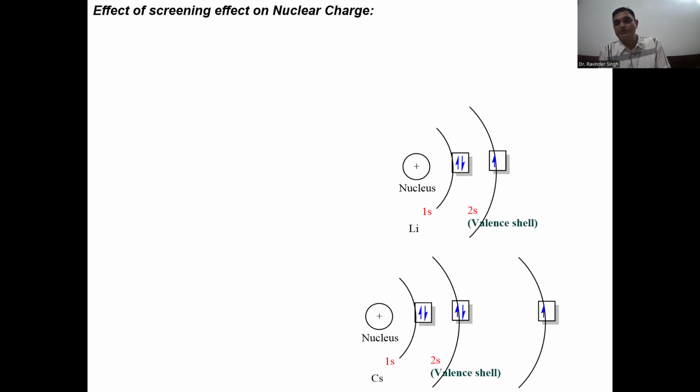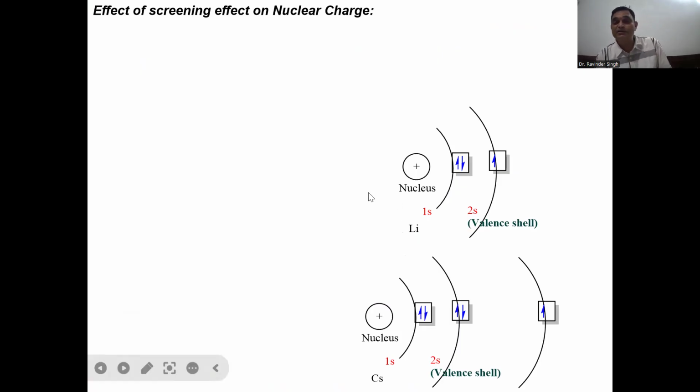So that charge that is due to the protons. What is the number of protons? That will be the total positive charge, and that is called the nuclear charge. So the total positive charge present in the nucleus due to the protons is called the nuclear charge, and that is equal to the atomic number generally. For example, in the case of lithium, the atomic number is 3. So the nuclear charge is plus 3.